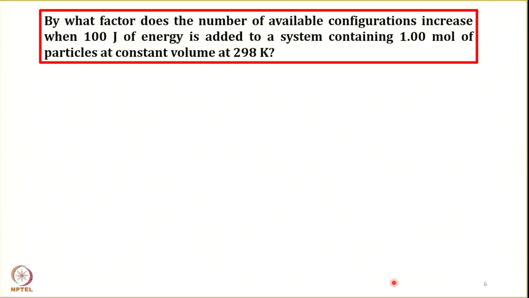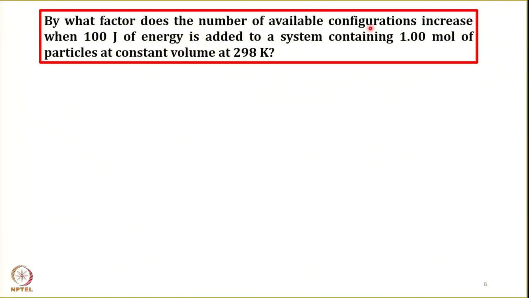All right. Let's move forward and look at this question. The question is, by what factor does the number of available configurations increase when 100 joules of energy is added to a system containing 1 mole of particles at constant volume? If you read the statement again, as I mentioned earlier, first you try to understand the given statement very, very carefully.